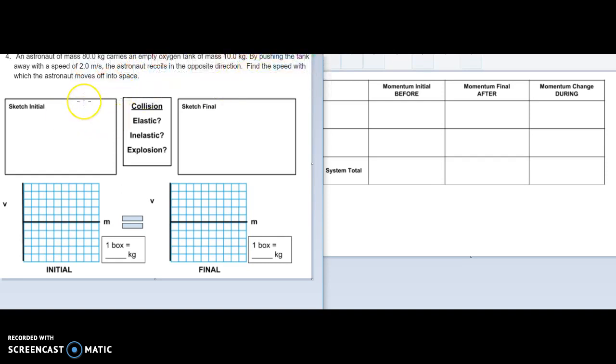So this is an astronaut of mass 80 kilograms carries an empty oxygen tank of mass 10 kilograms. By pushing the tank away with a speed of 2 meters per second, the astronaut recoils in the opposite direction. Find the speed with which the astronaut moves off into space. Okay? All right, so my initial, I'm going to say to the right is positive.